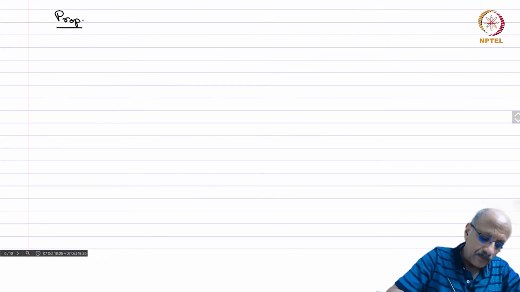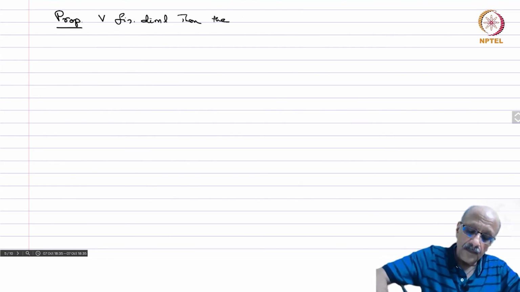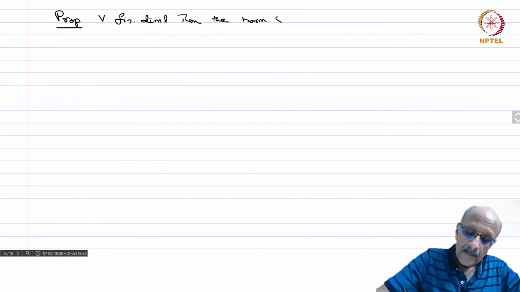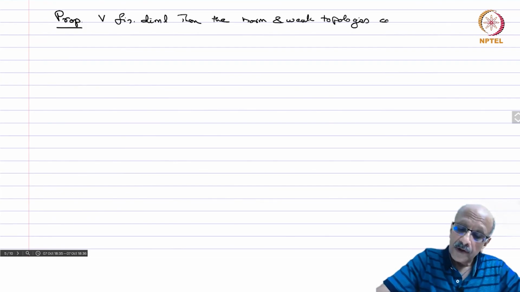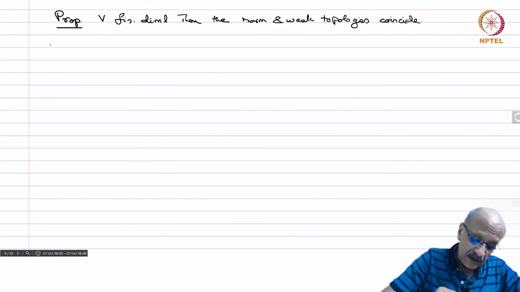Proposition: if V is finite dimensional, then the norm and weak topologies coincide. So there is no difference. So if anything is interesting, it is only in infinite dimensions.